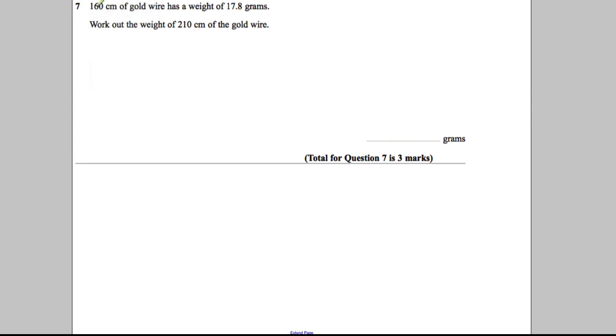Okay, question 7. 160 centimetres of gold wire weighs 17.8 grams. Work out the weight of 210 centimetres of gold wire. Okay, so if we had 160 centimetres, I know that weighs 17.8 grams.